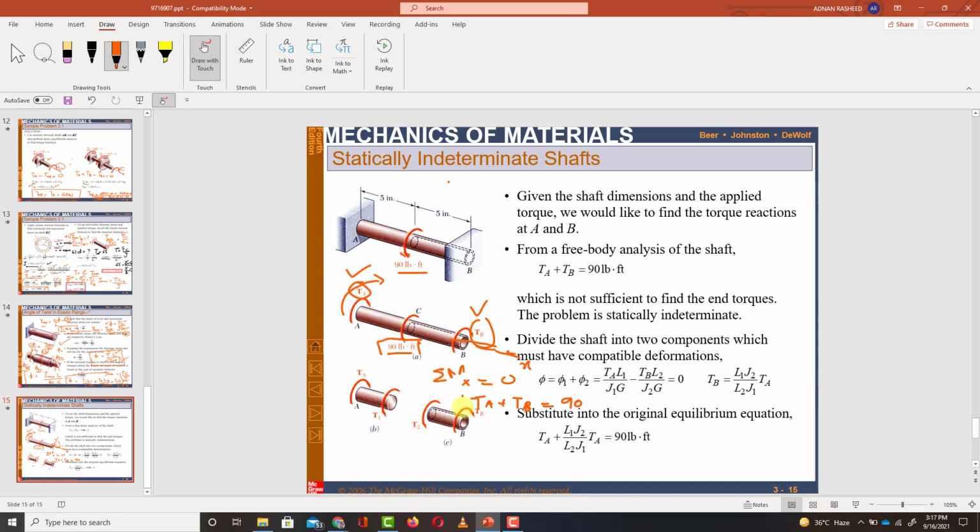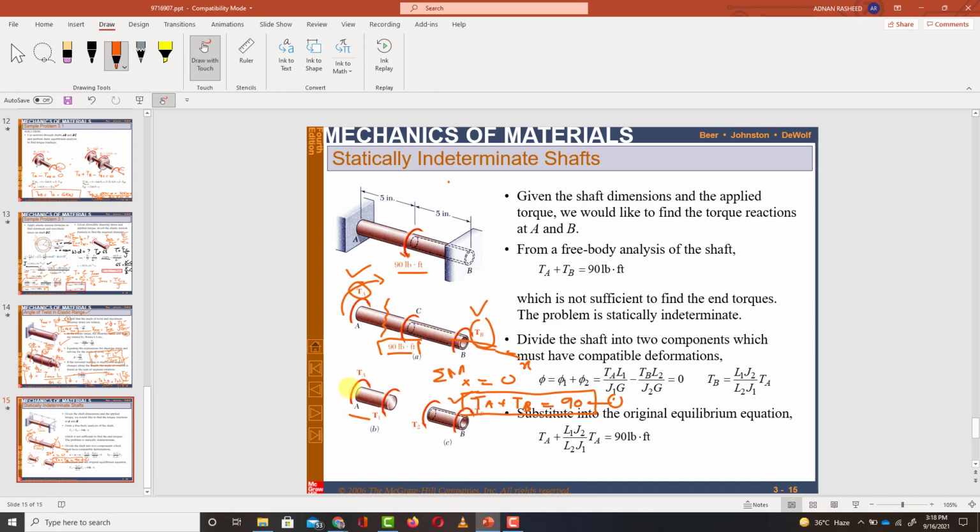Then how will you solve this, because you have one equation and there are two unknowns? Clear? So it is impossible to find two unknowns by using this one equation. So what will you do? You will then take a section at this point.